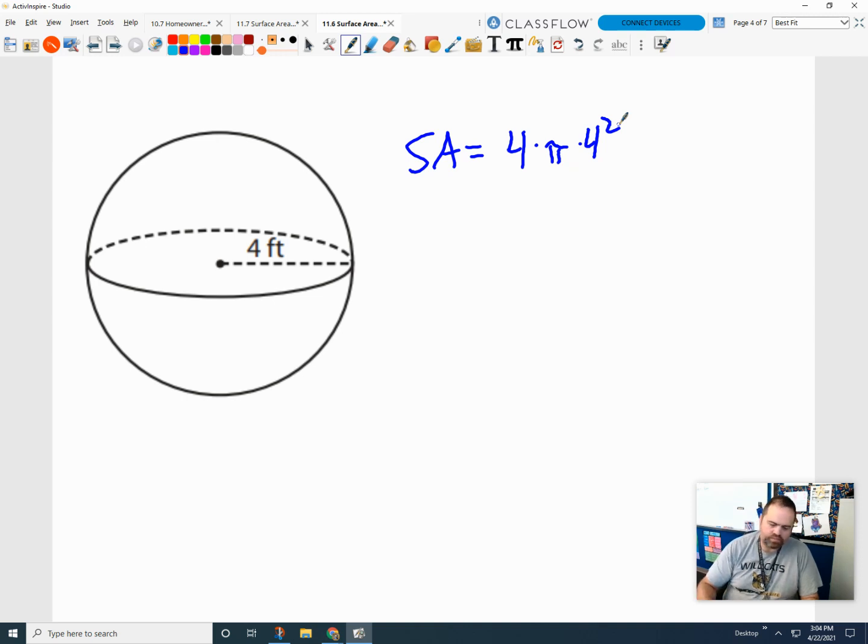16. 200.96, so 201 square feet. Okay. Really straightforward.